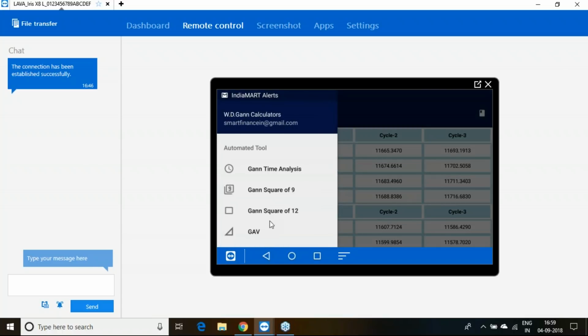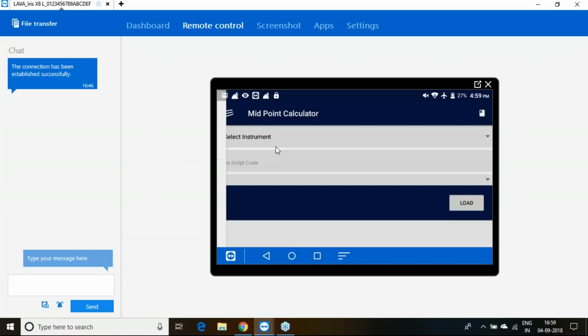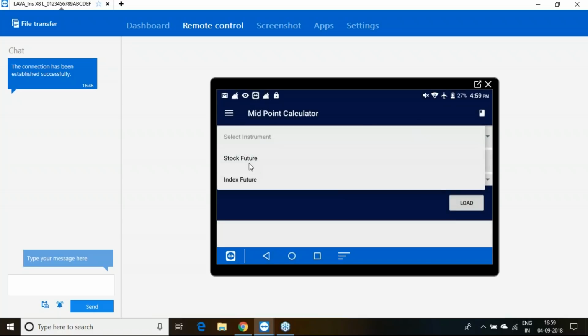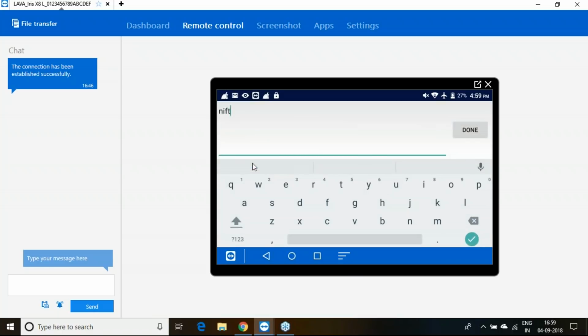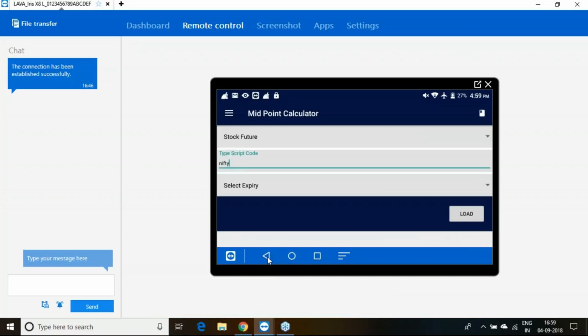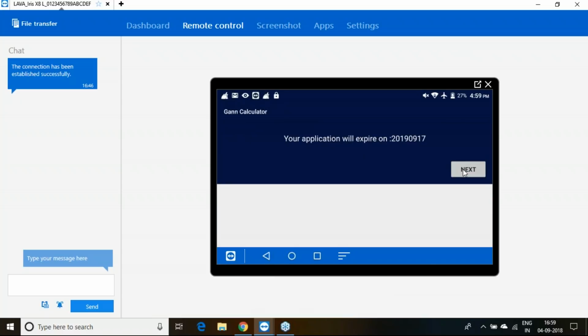In the same way we have added the midpoint calculator here, the midpoint method of intraday trading. This is also one of the very good methods for intraday trading.